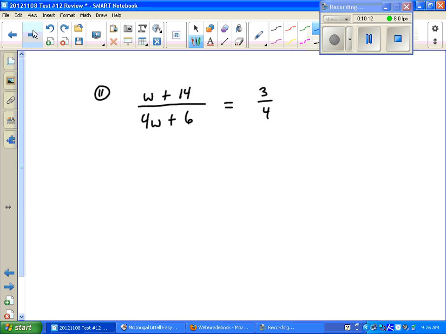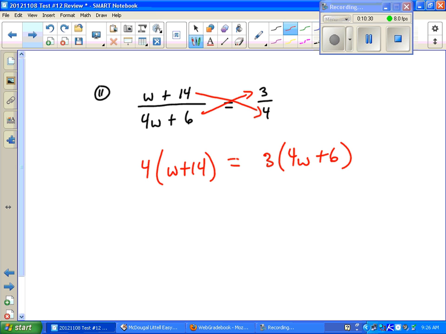And number 11, you need to make sure you do the same thing cross multiplying wise. Multiply w plus 14 times 4. What you need to do is understand that it means 4 times w plus 14. Think of it as the distributive property. Equals the bottom times the top here. Again, 3 times 4w plus 6. You need to make sure it distributes to both of them. 4 times w is 4w, and 4 times 14 is 56. So plus 56 equals 3 times 4w is 12w, and 3 times 6 is positive 18.